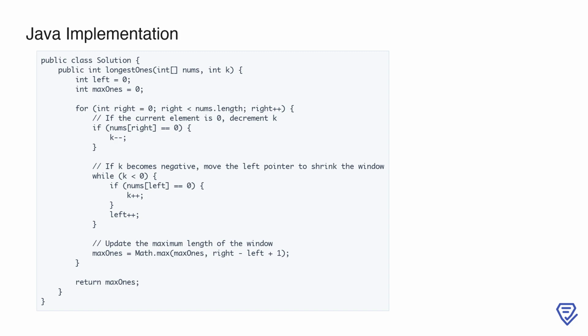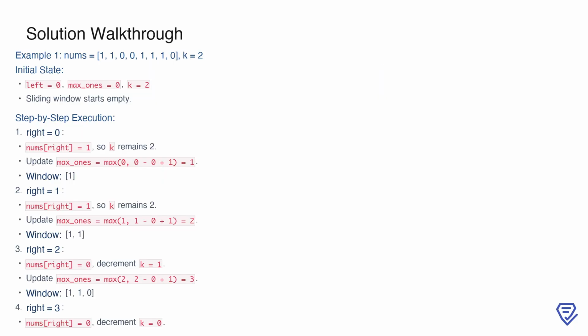The for loop iterates over the array, and a while loop ensures the window is adjusted when the number of zeros exceeds k. The maximum length of valid subarrays is computed dynamically during traversal. To solve this problem, we use a sliding window approach.